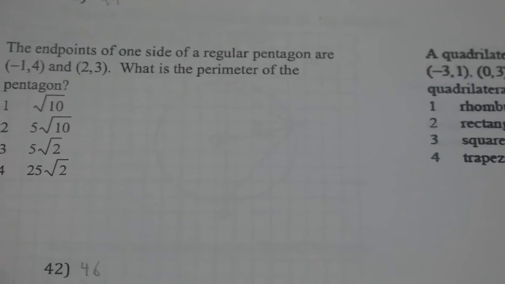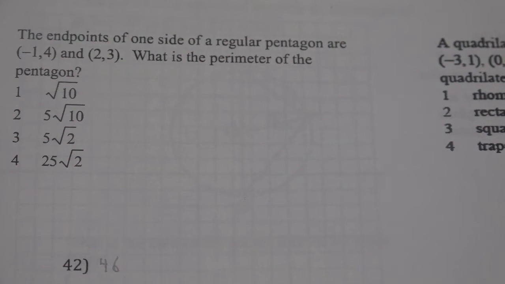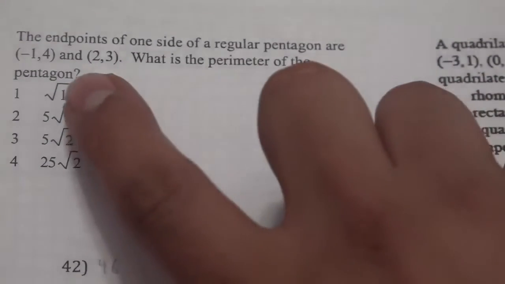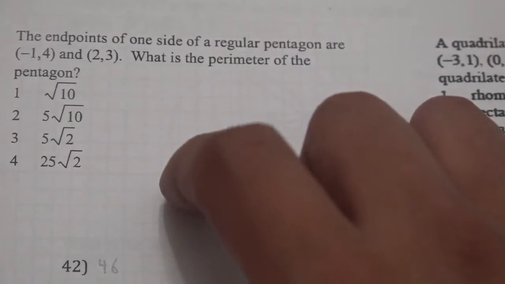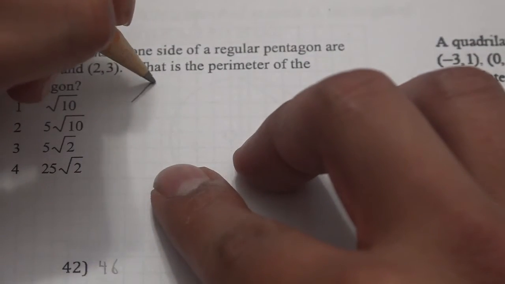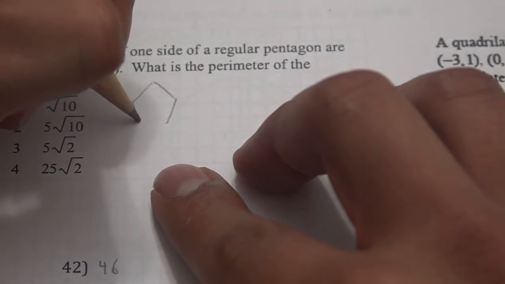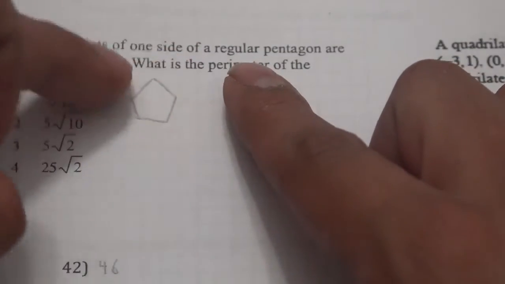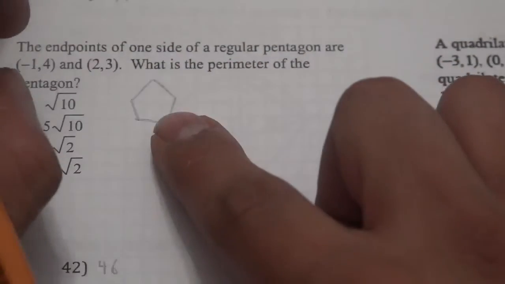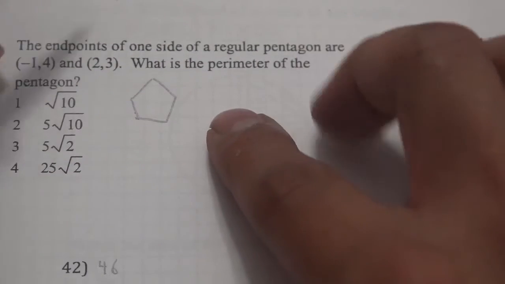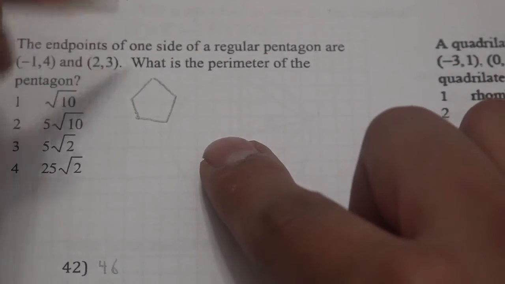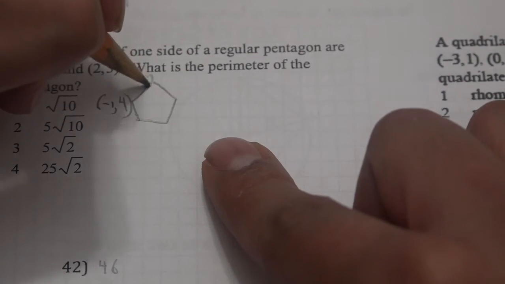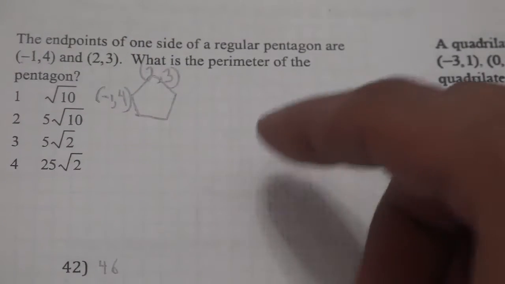Okie dokie. Here, the endpoints of one side of a regular pentagon are this. Okay, now we're talking about a pentagon, so I could just mimic one pentagon like this. And when they say the word regular means that all sides and angles are congruent. So the endpoints are at -1, 4 and 2, 3. That means that one of these is -1, 4 and the other one is 2, 3. That's all I know.